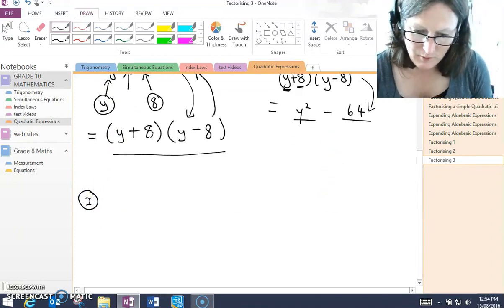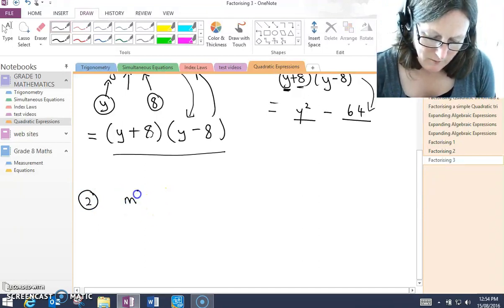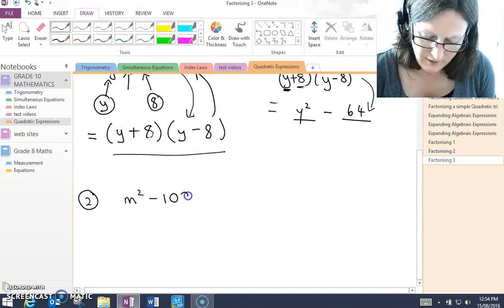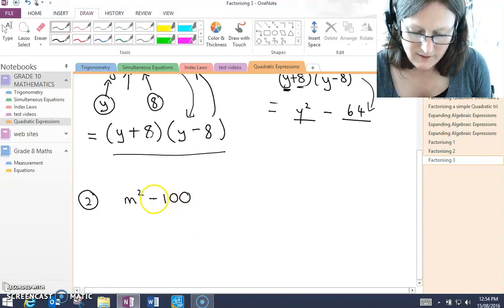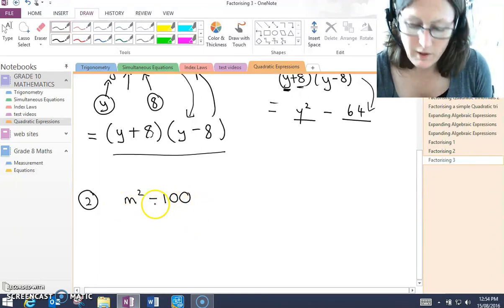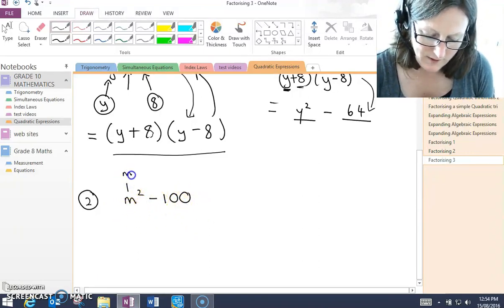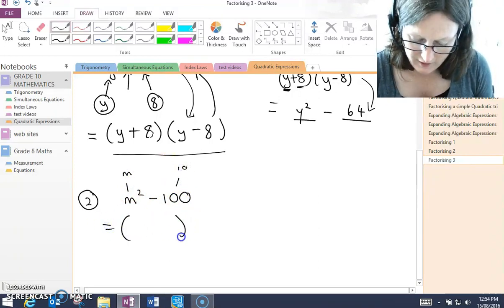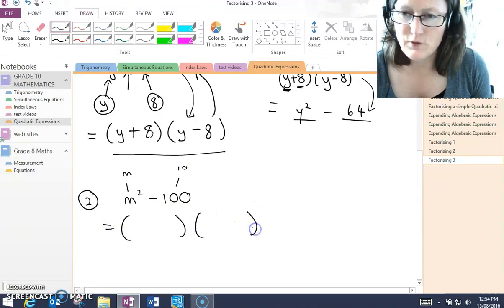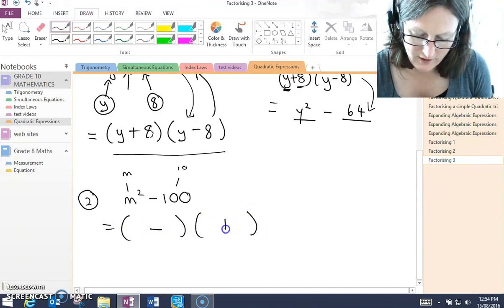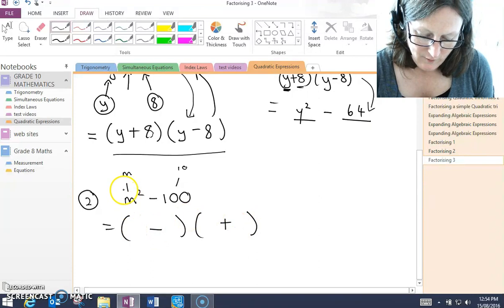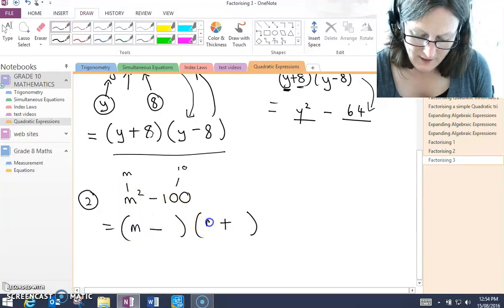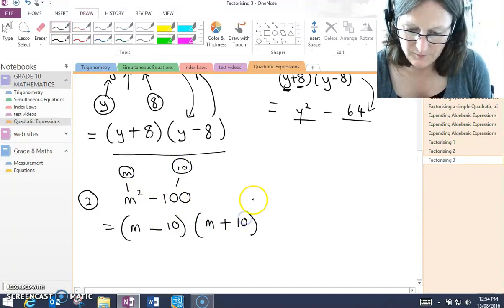So the second example is something like m squared minus 100. There is nothing common to them both. That is a difference, and both of those have a square root. The square root of m squared is m, the square root of 100 is 10. So for this, I can factorise it using the difference of two squares method. Sign is different. First term is the m, which is the square root mentioned here. Second term is 10, which is what's listed there.